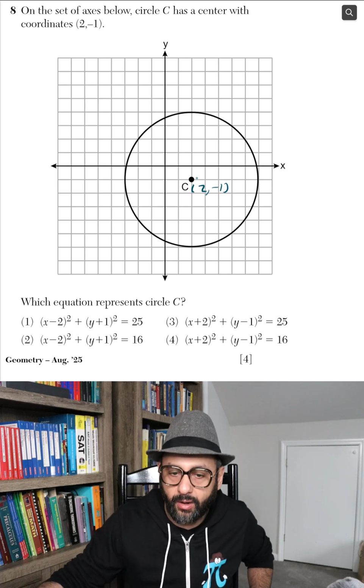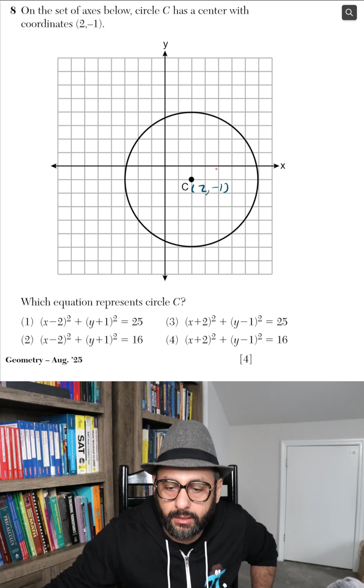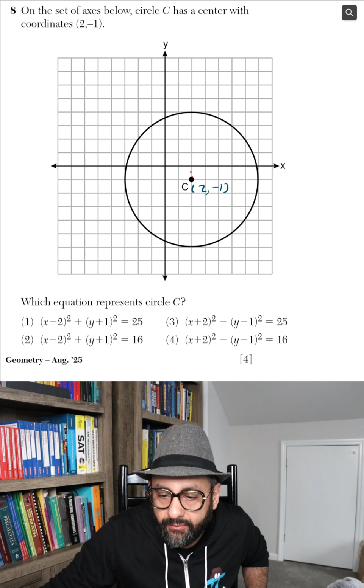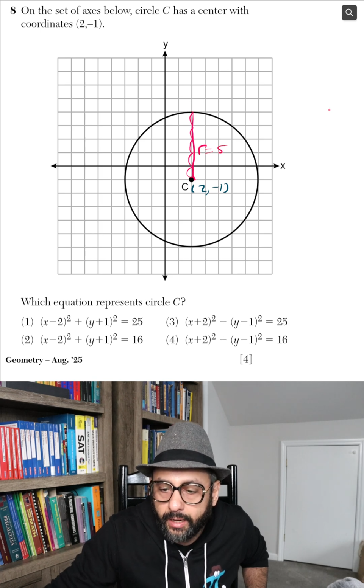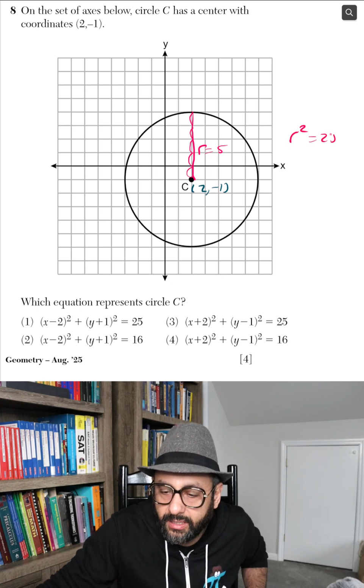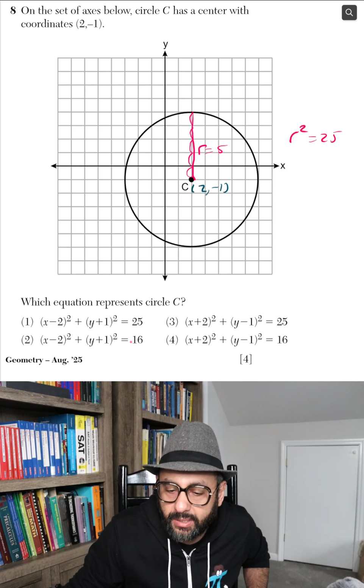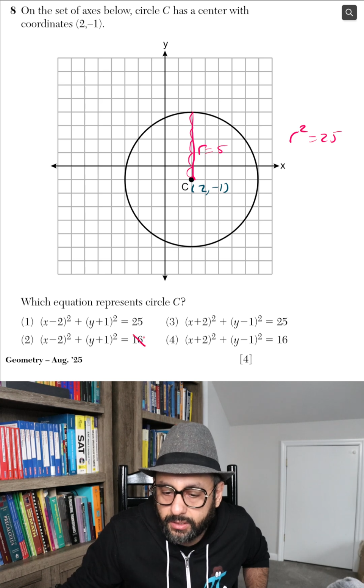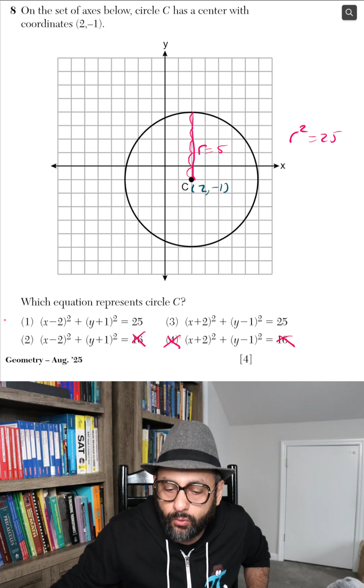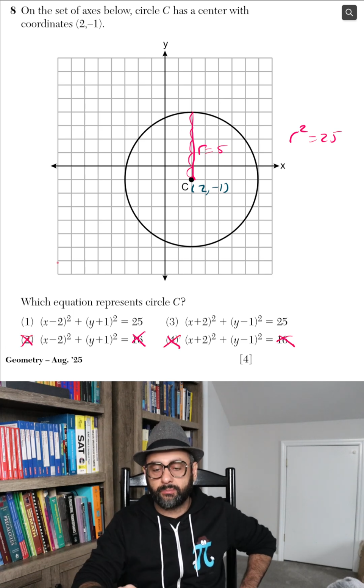So there's two that I can eliminate pretty quickly. If I count up, 1, 2, 3, 4, 5, r is equal to 5. And r squared equals 25. So any of these that imply that the radius is anything other than 5 has to be wrong. So choice 4 and choice 2 are wrong, and we already have a passing problem.